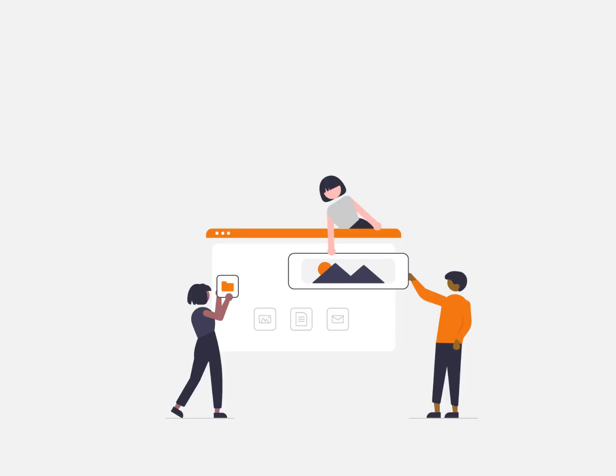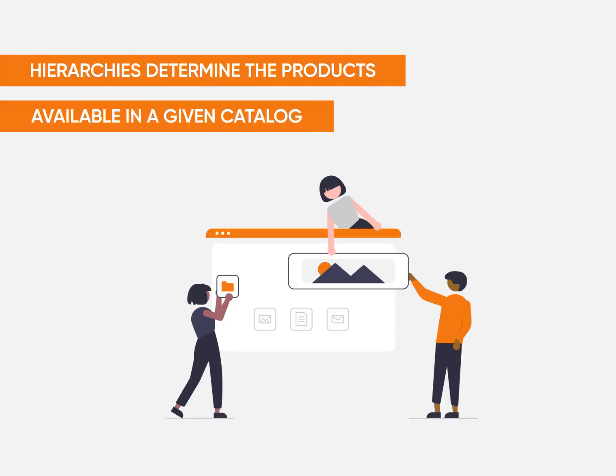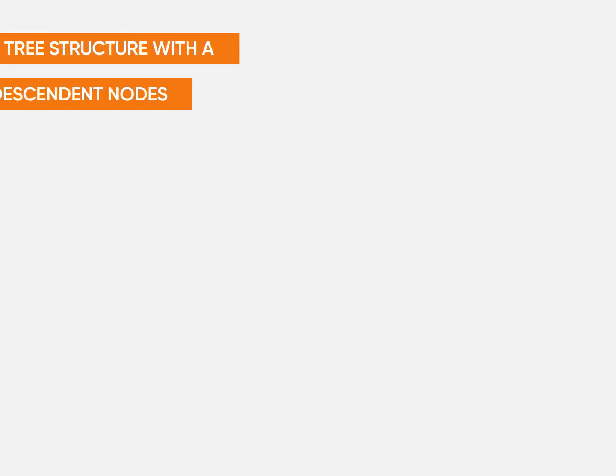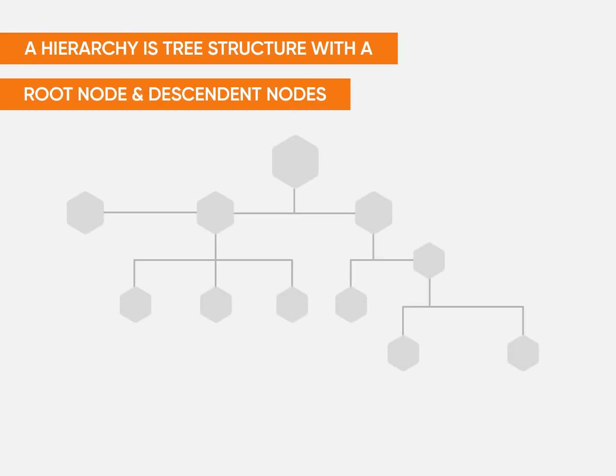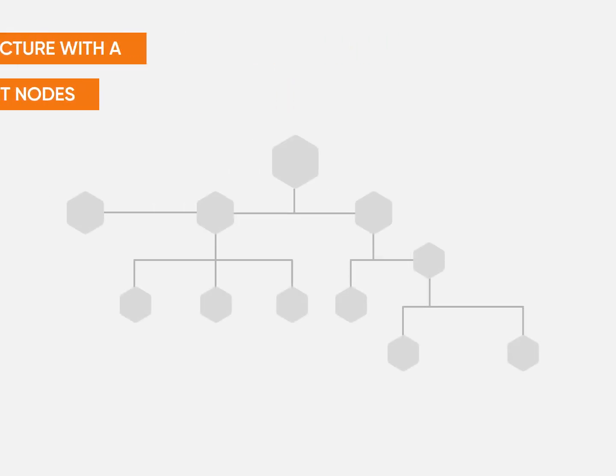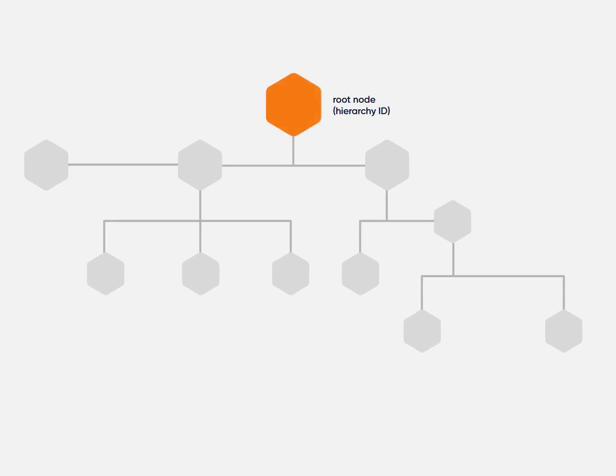In Product Experience Manager, the hierarchies you create determine which products are available within a given catalog and can be used for site navigation. A hierarchy is a tree structure with a root node and descendant nodes. The root node of the tree is the hierarchy ID.